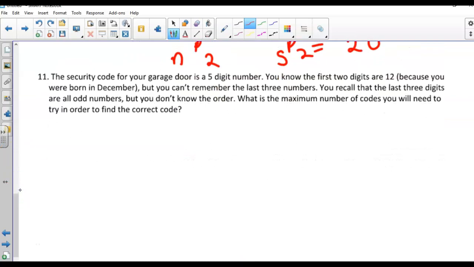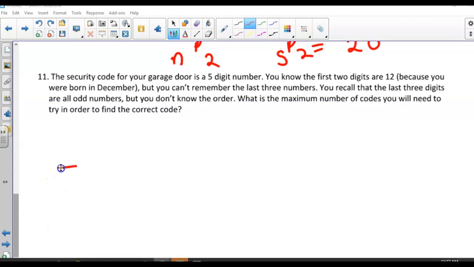Now, number 11. Number 11 says the security code for your garage door is a 5-digit number. You know the first 2 digits are 12 because you were born in December. So the first 2 digits are 12, right?